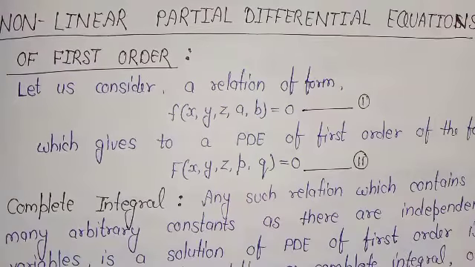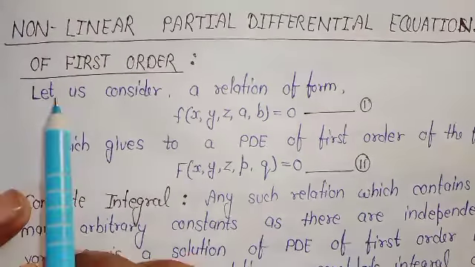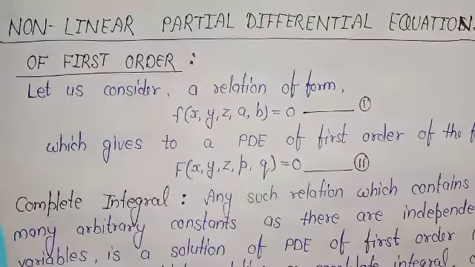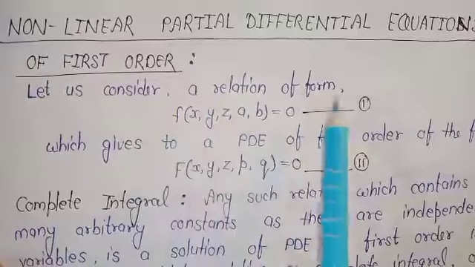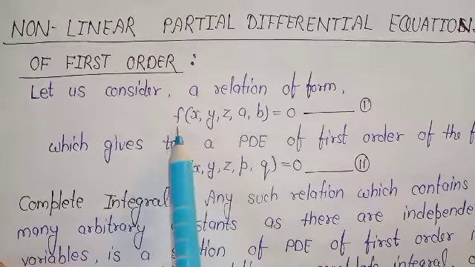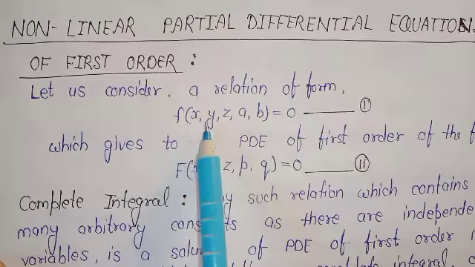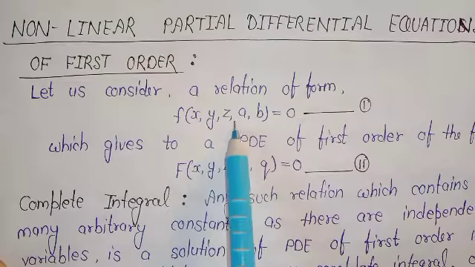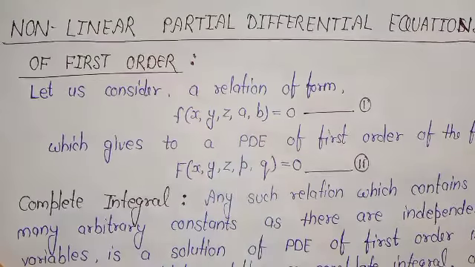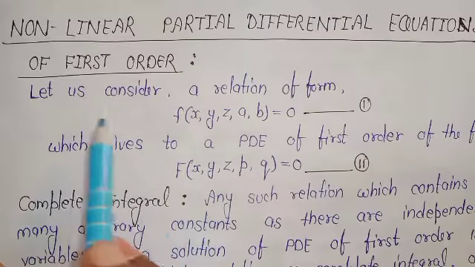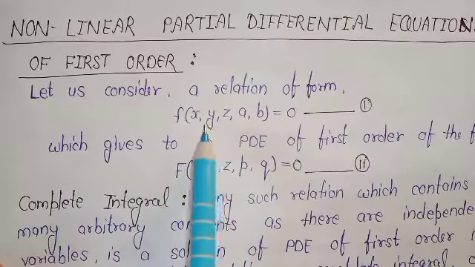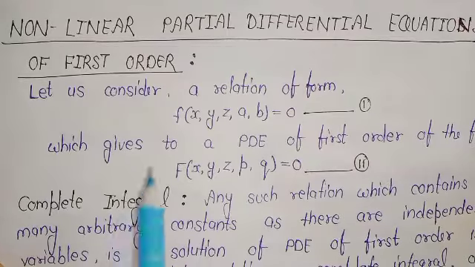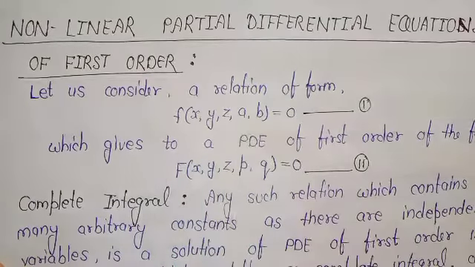So now I am going to start today's lecture, in which we discuss non-linear partial differential equations. Let us consider a relation of the form f(x, y, z, a, b) = 0, where f is a function of x, y, z. x, y are the independent variables, z is the dependent variable, and a and b are arbitrary constants. I told you in my previous video how to form a partial differential equation from this equation.